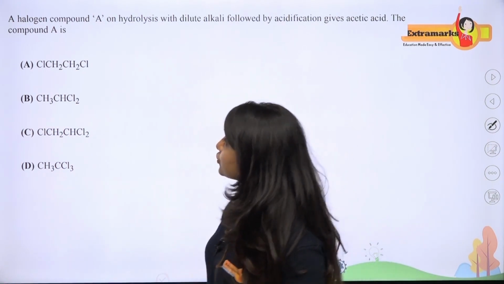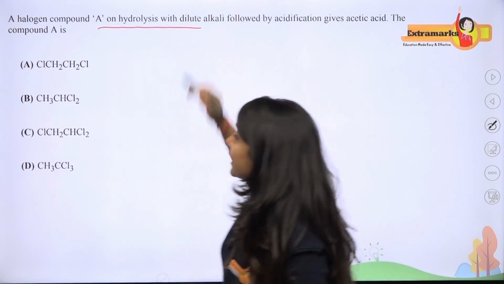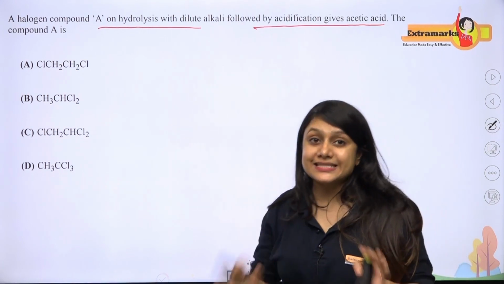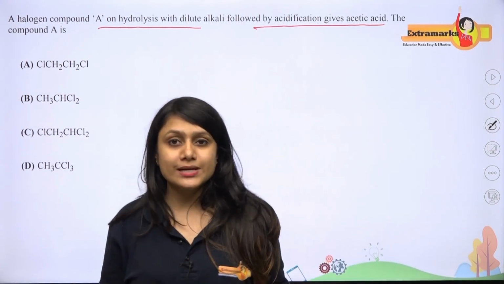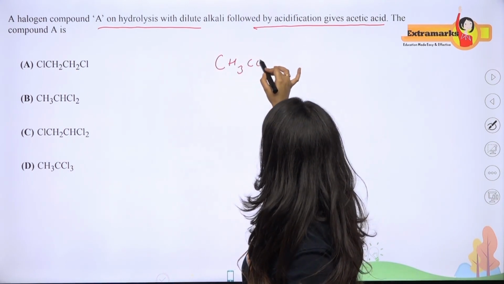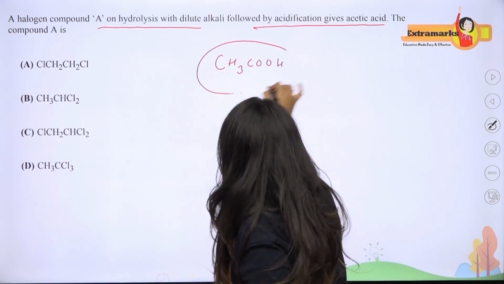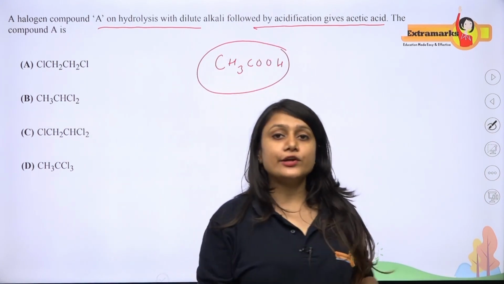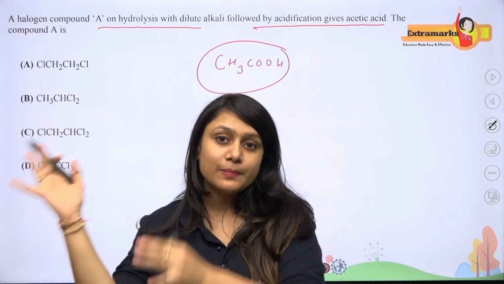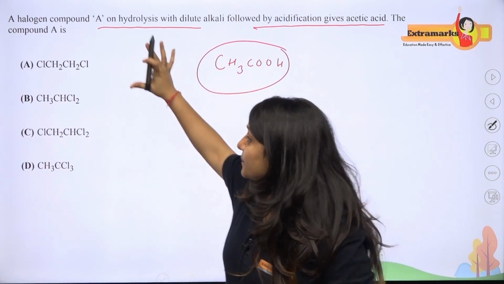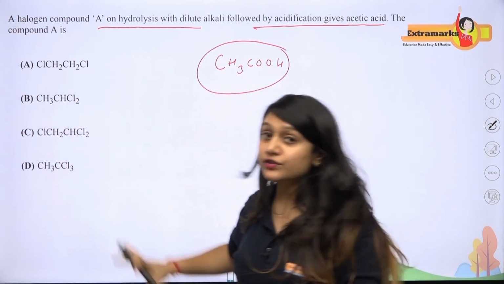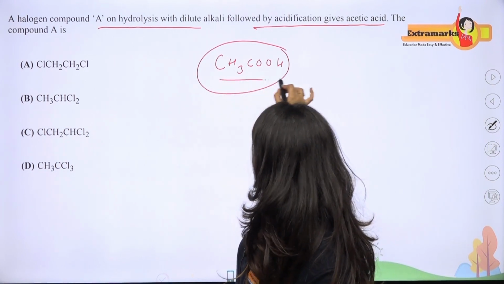Like you can see in this question, a halogen compound A on hydrolysis with alkali followed by acidification gives acetic acid. First of all, you must know what acetic acid is. Acetic acid is CH3COOH, right? Now you have to see that out of all these molecules, whenever you undergo hydrolysis, the Cl will be replaced with the OH, right? So when all four options undergo hydrolysis, which of these is going to give this product?